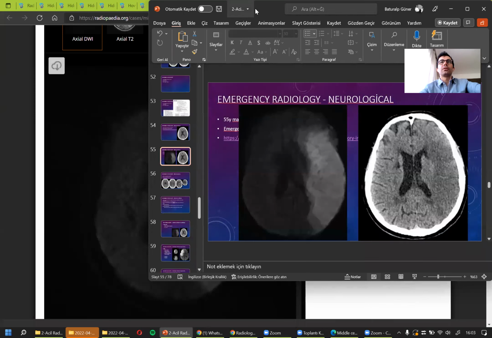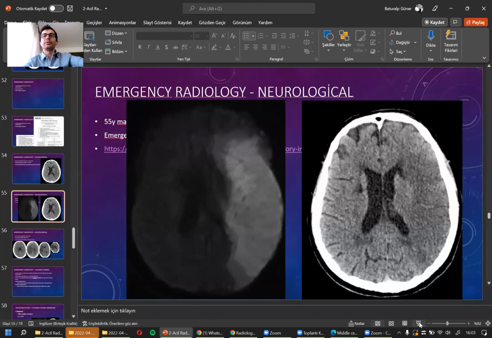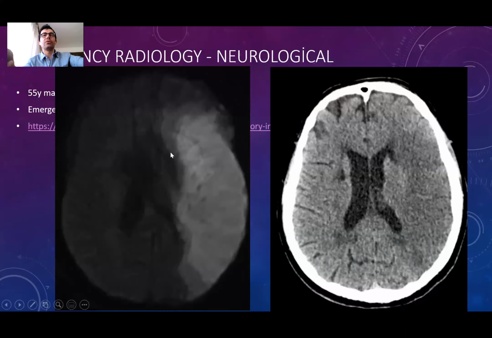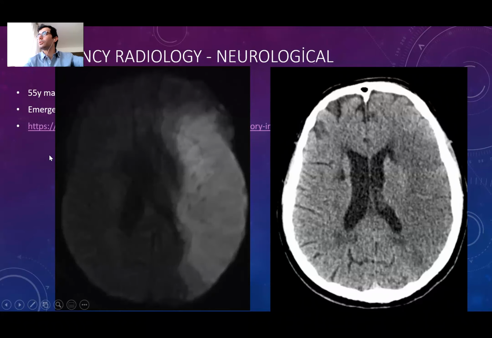I finished the lecture beforehand. Let me share my screen, guys. Okay, people. Last time we saw a case of ischemic stroke. I knew it was an ischemic stroke because it belonged to a territory, right?